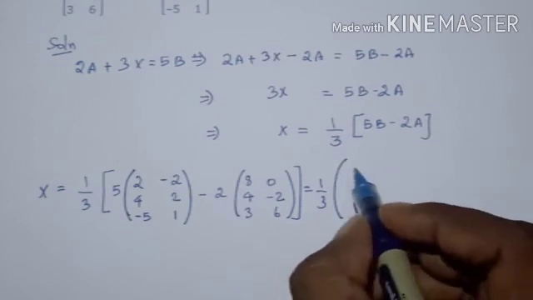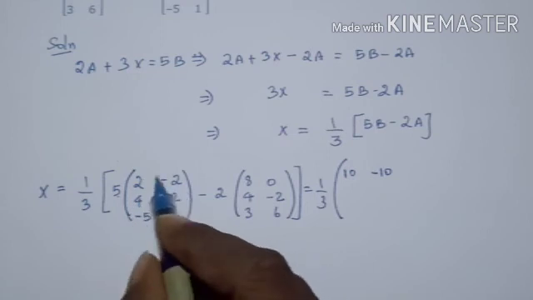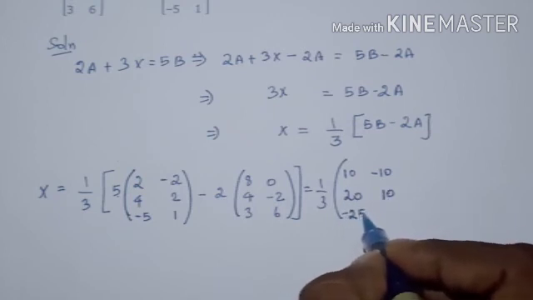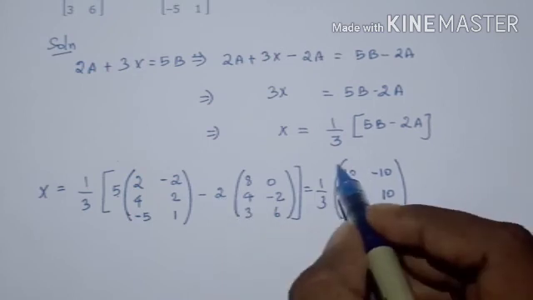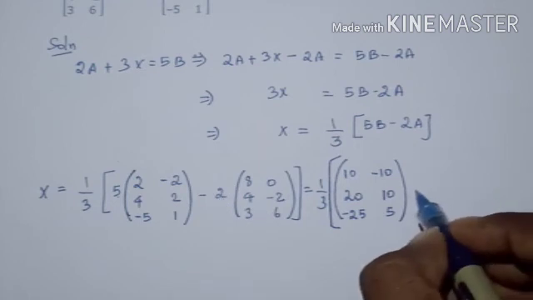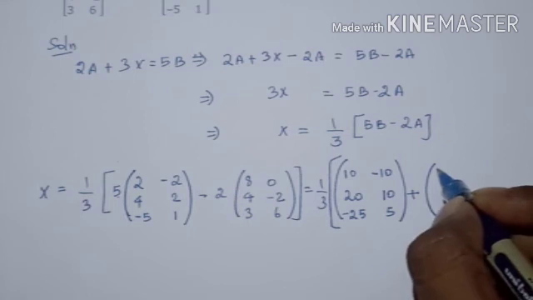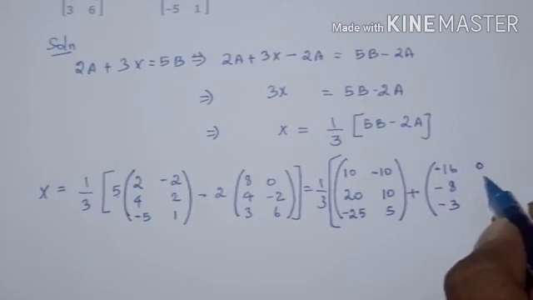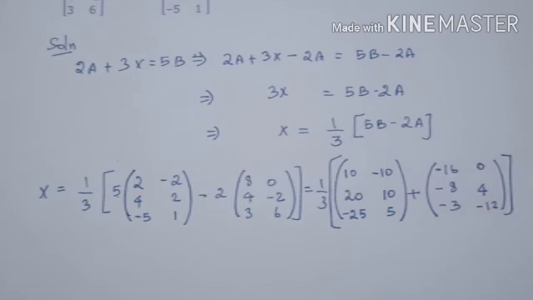When you simplify, you will get 5 into 2 is 10. Likewise, we have to multiply the 5 with all the elements inside the matrix. So 5 4s are 20, then 10, then minus 25, after that 5. Okay, fine. After that we can write this one as plus. We are taking the minus 2 inside, therefore you will get minus 2 into 8 is minus 16, minus 2 into 4 is minus 8, minus 2 into 3 is minus 6, then 0, then minus into minus is plus, so plus 4, then minus 2 into 6 is minus 12. Matrix close.